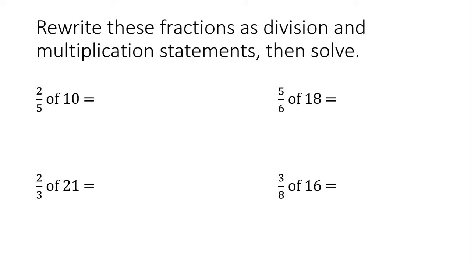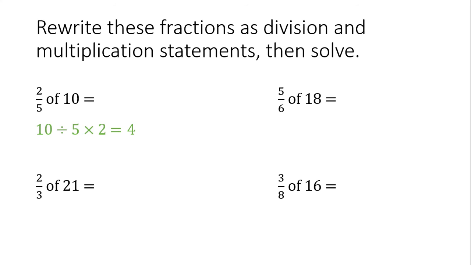Okay, let's see if you can do this. Top left corner, 2/5 of 10. So we're going to have 10, and then divide by the denominator of 5, and multiply by the numerator of 2. 10 divided by 5 times 2. Well, what is 10 divided by 5? 10 divided by 5 is 2. And then we have to multiply that by 2. And 2 times 2 is 4. So 2/5 of 10 is 4.